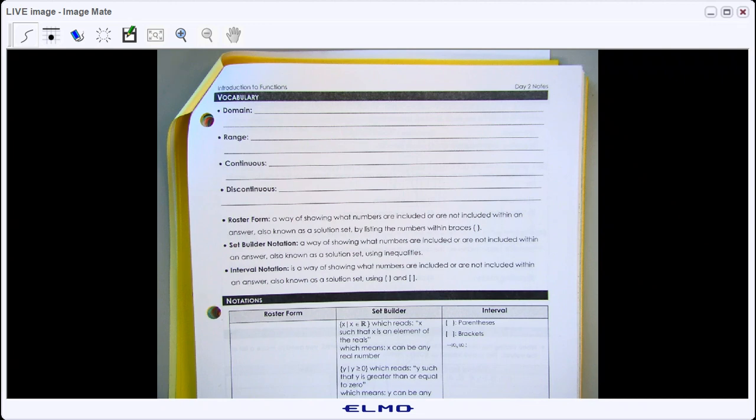All right, working on our domain and range for today. So again, just to review, we talked about domain in our day one. So just reviewing what that actually means.